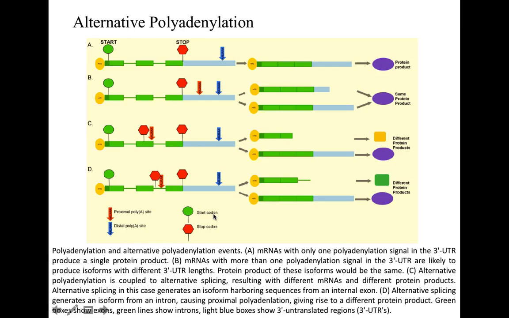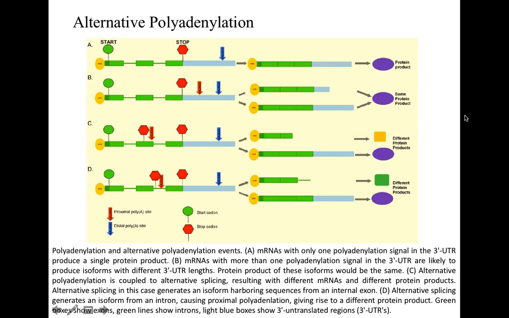So it can have an impact on where the mRNA molecule is cleaved, and it can also affect the length of the mRNA molecule. And because you produce mRNA molecules with different lengths, you can also have protein products which are different from the usual protein products. And this is also why one gene can code for more than one protein.